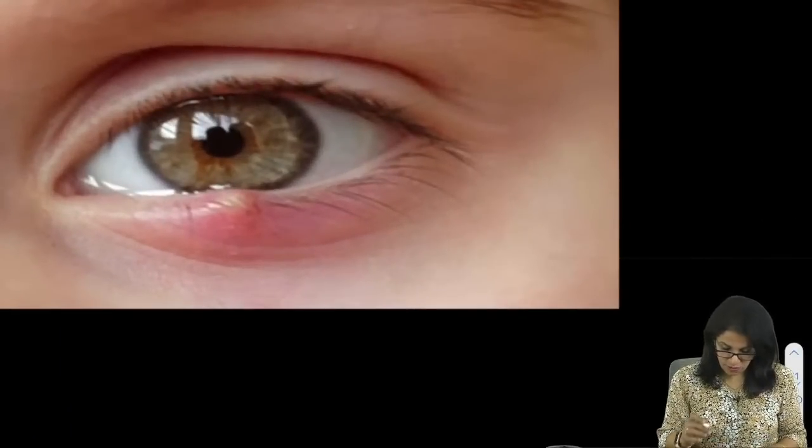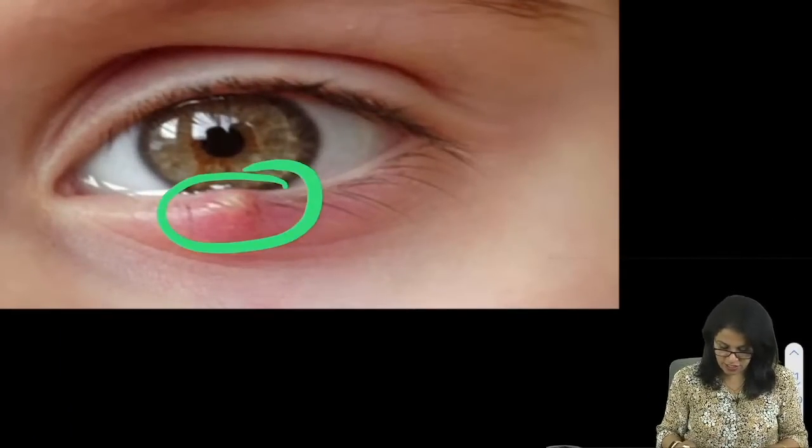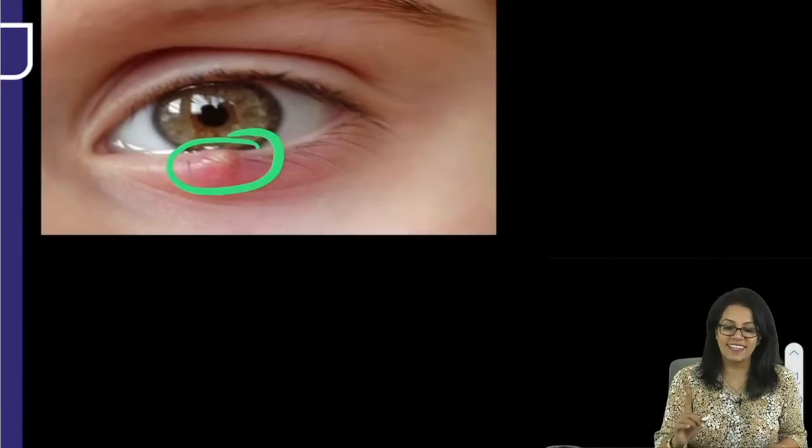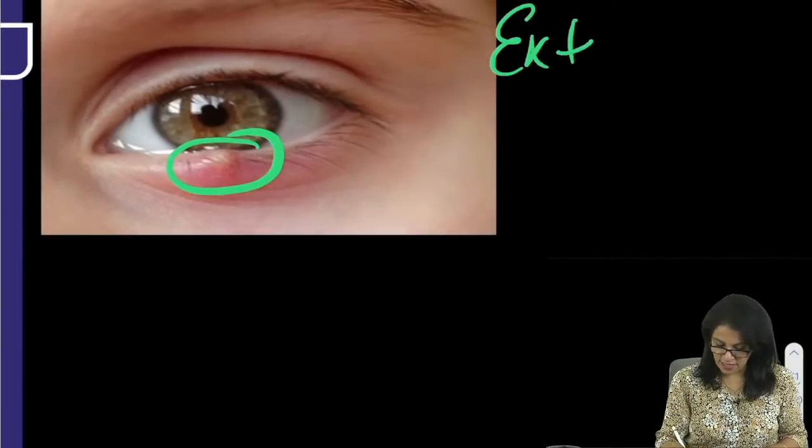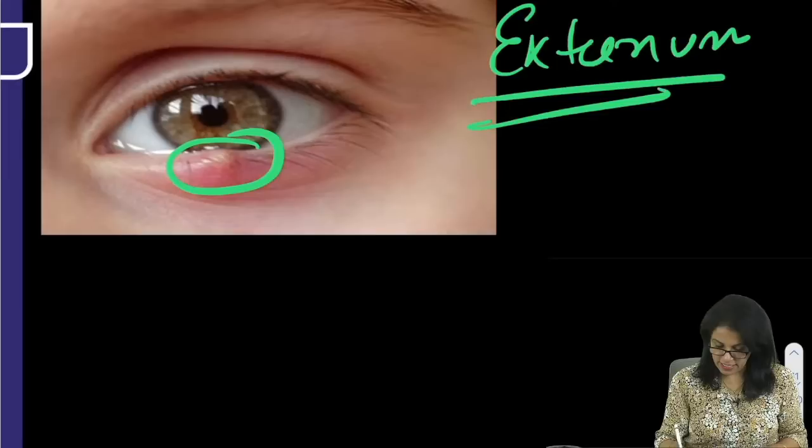Okay, here you should be absolutely clear. This is at the lid margin. We are talking of hordeolum externum, which is your stye. Externum is at the anterior lid margin. Hordeolum means swelling. So, you are looking at a stye.